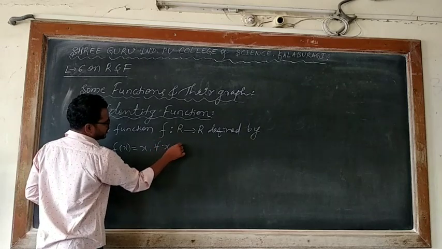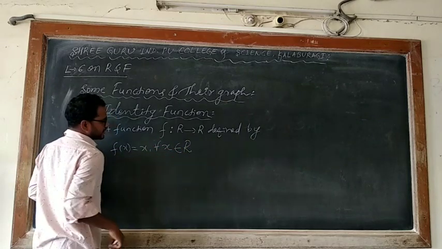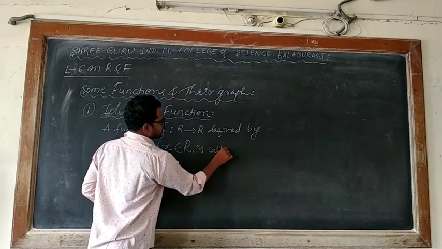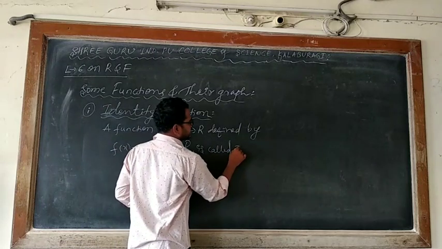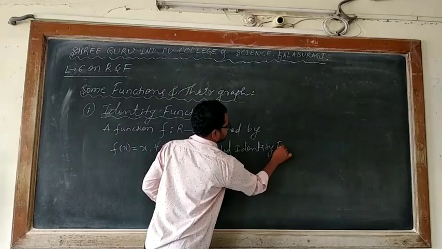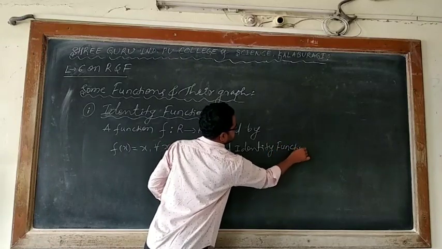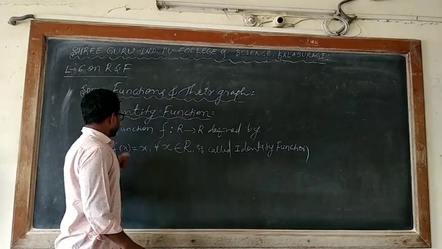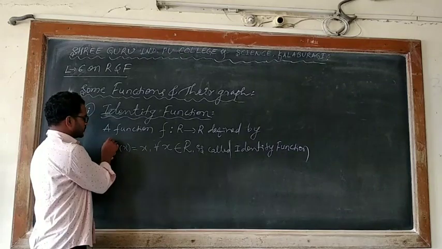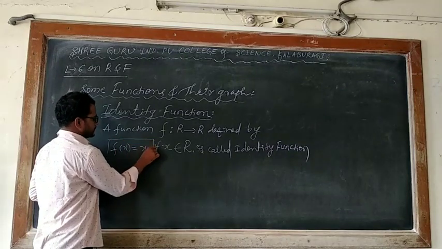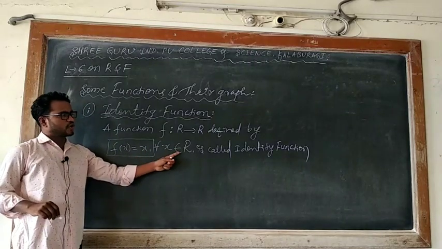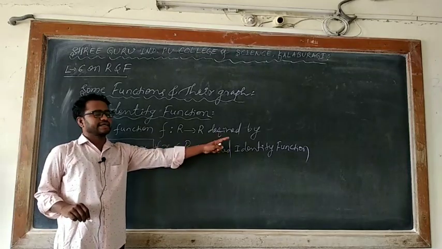For all x belongs to real numbers, it is called the identity function. A function f from real numbers to real numbers defined by f of x is equal to x, for all x belonging to real numbers, is called the identity function.